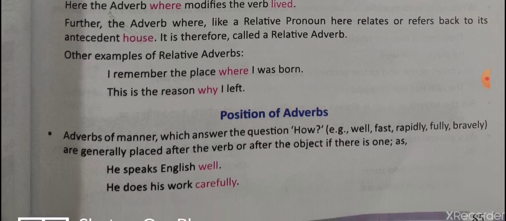Now, position of the adverb. First is adverb of manner, which answers the question how, and is generally placed after the verb or after the object. Like, she speaks English well. He does his work carefully.